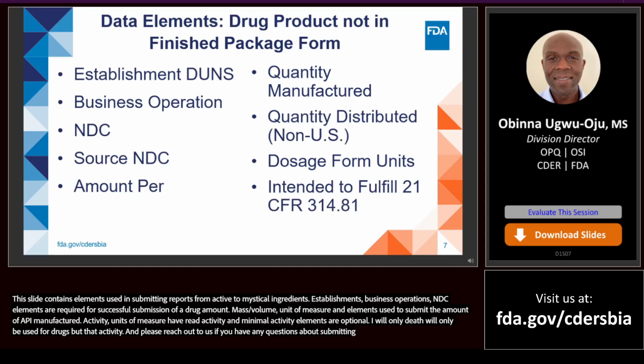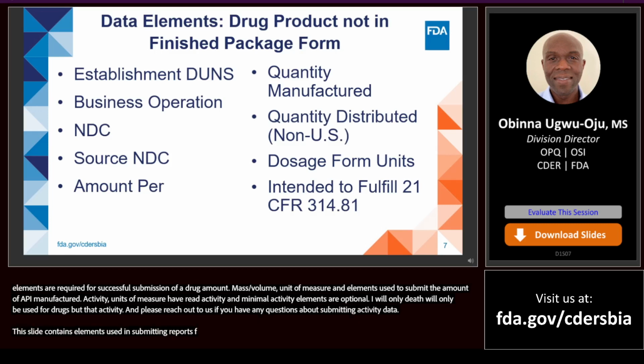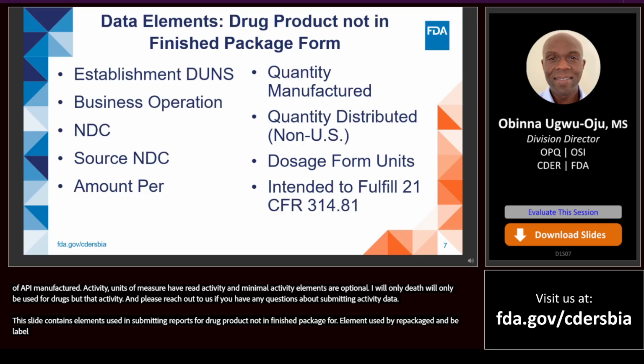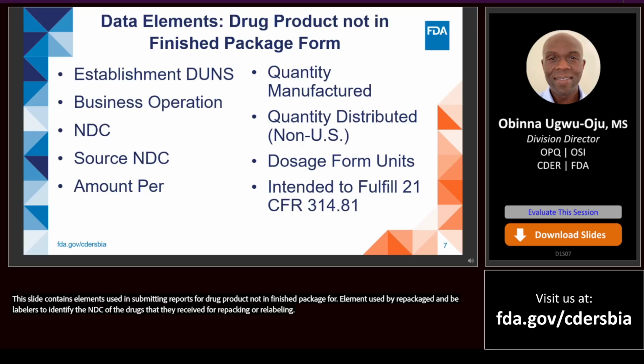The slide contains data elements used in submitting reports for drug product not in finished package form. Source NDC data element is used by repackers and relabelers to identify the NDC of the drugs that they received for repacking or relabeling. Quantity manufactured data element is used to submit the amount of drug that was manufactured.